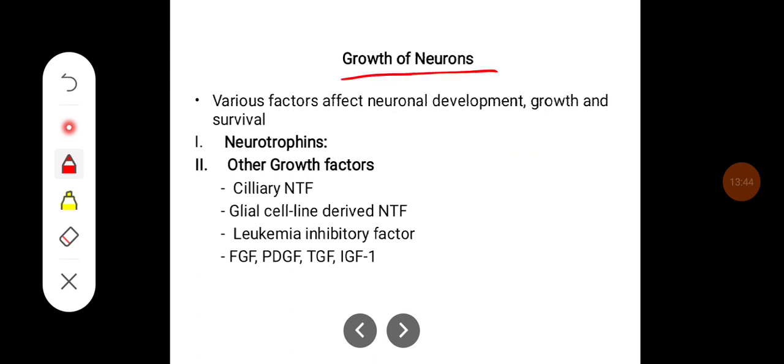Growth of neurons. Various factors affect neuronal development, growth, and survival. They can be categorized into neurotrophins and other growth factors. The other growth factors include ciliary neurotrophic factor, glial cell line derived neurotrophic factor, leukemia inhibitory factor, and FGF, PDGF, TGF, and IGF-1.